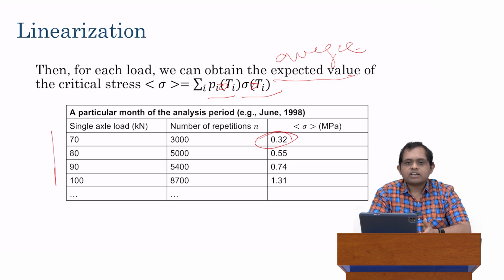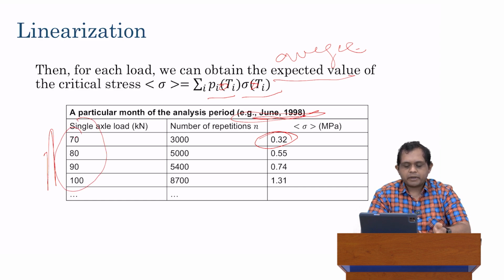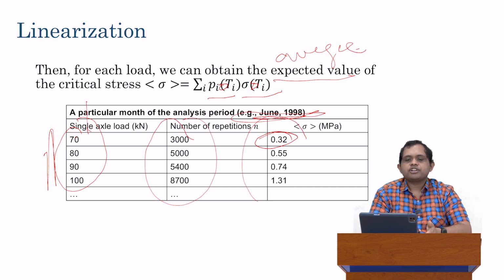Do that for each axial load, and after all this analysis, for that month, we get the axial load spectrum. So this is the load, this is the number of repetitions, and here is the stress. Here is the expected stress for that month.